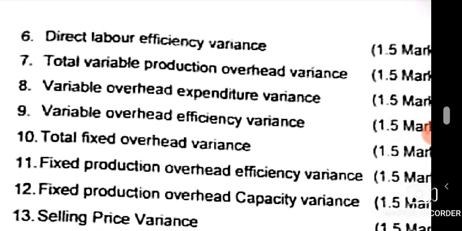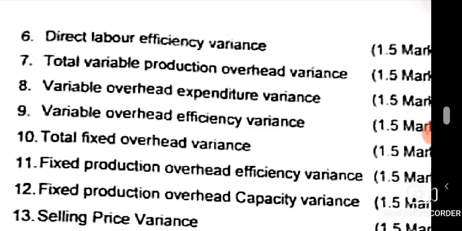But take note, total will do the same thing. Get the two types of those variables, put them together, and then they'll find the total variable variance. What do I mean? Total variable variance is split into two things: variable overhead expenditure and variable overhead efficiency variance. Those are the two, meaning the two types of variable overheads. You put them together, they give you the total, just like we've been doing.